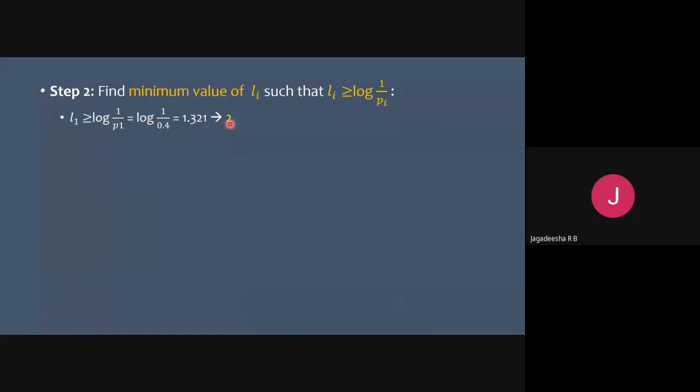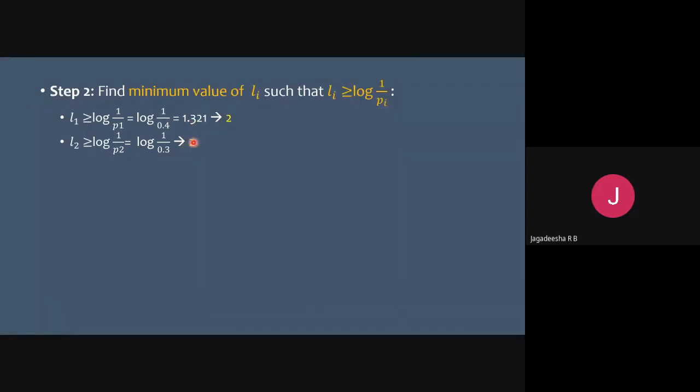Similarly, you find L2. Can you find L2? L2 must be greater than or equal to log of 1 by P2. That is the equation. You know the probability of the second symbol, that is C, it is 0.3, so log of 1 by 0.3. That will come to some fractional value, maybe 1.2 or something. Then you will make it 2. Okay, so what is the exact value, you find it by yourself. It should be around 1.2 or something. Then the next possible value to round it to is 2.